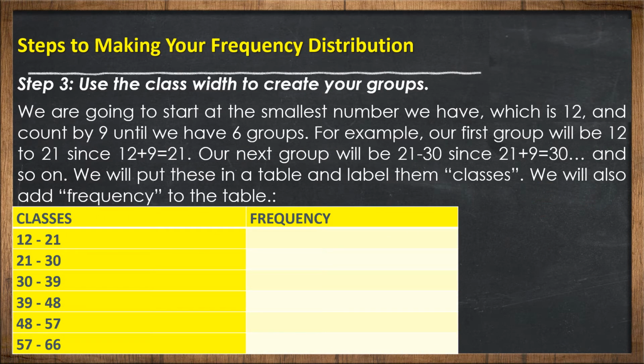Steps to making your frequency distribution: use the class width to create your groups. We are going to start at the smallest number we have, which is 12, as we did a while ago, and count by 9. So 12 plus 9, that is 21, until we have 6 groups. As what we have here, this will be the first group, second group, third, fourth, fifth, and sixth groups.